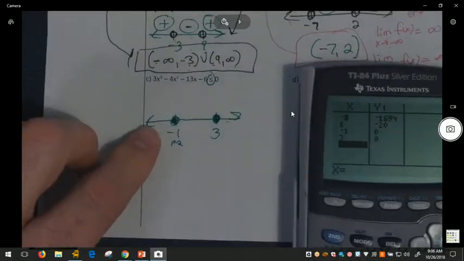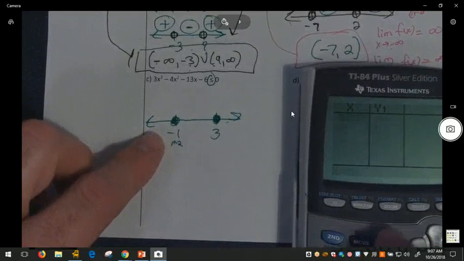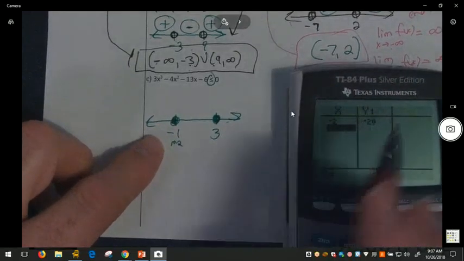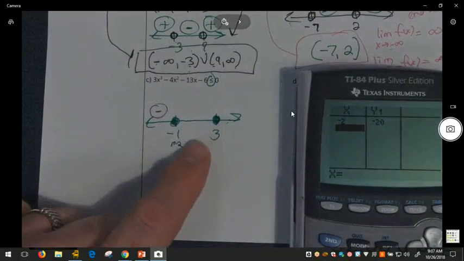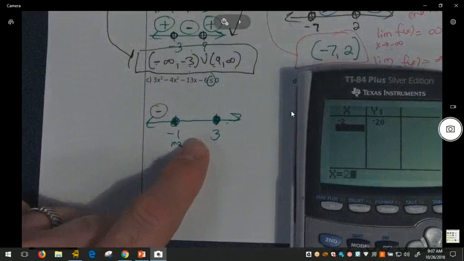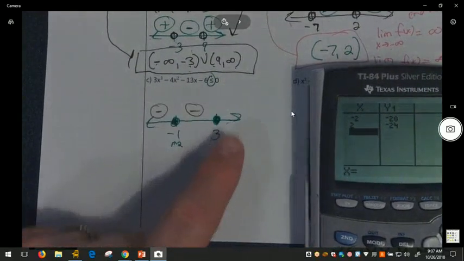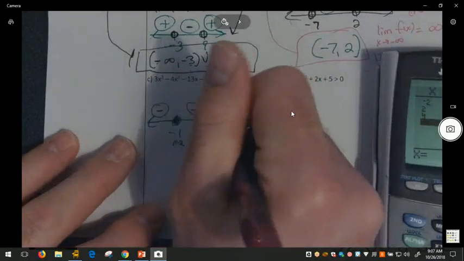I'm going to plug in values to the left of -1. I know we could just look at the graph, but we're supposed to do it this way. So I'm going to plug in values to the left of -1, and I get negative outputs. Between -1 and 3, so I'll pick 2, is also negative outputs. To the right of 3 is positive outputs.